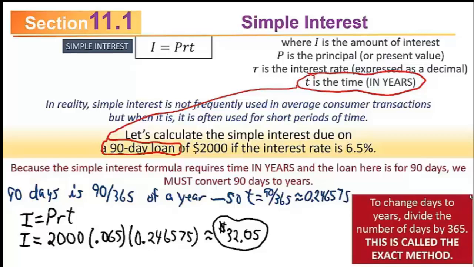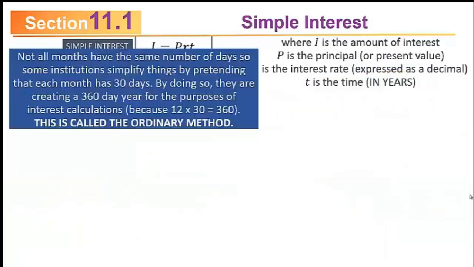Dividing by 365 is called the exact method. I'll show you why with the next example. Not all months have the same number of days. You probably know that. So some institutions just simplify their calculations by pretending that every month has 30 days. But 30 times 12 is only 360. So they're working with a 360-day year instead of a 365-day year, just for the purposes of interest calculations. This is called the ordinary method.